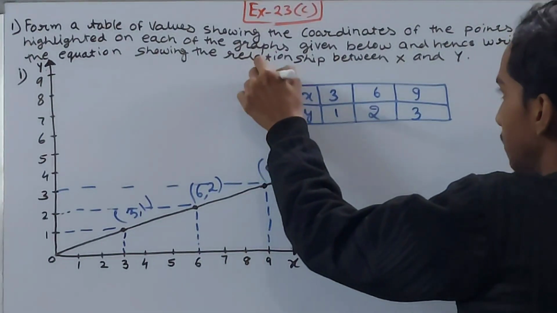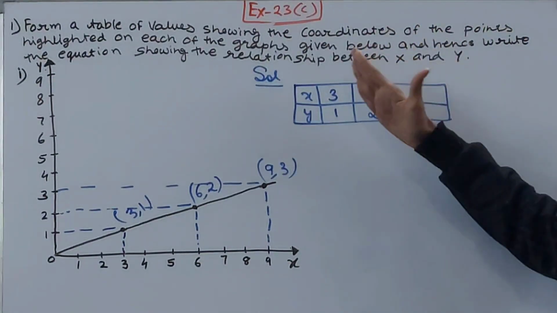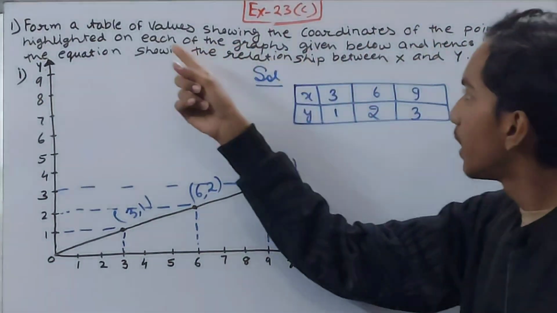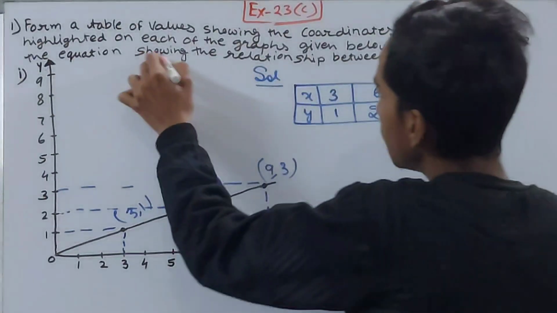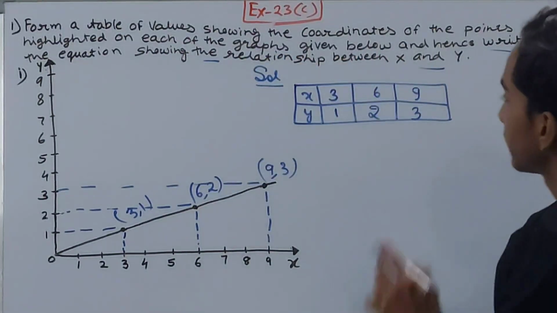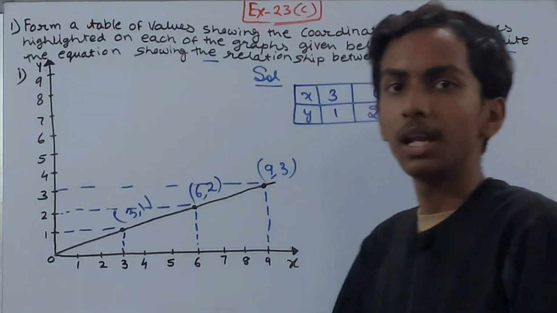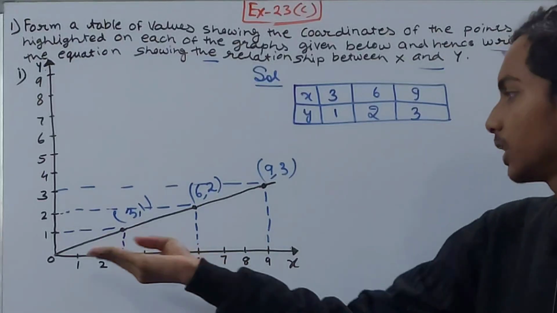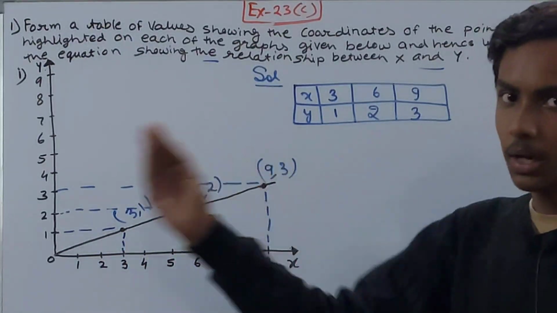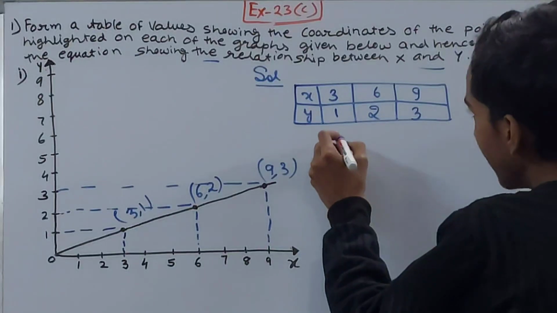That's your table of values. This is for the solution part. What all have they asked us? Form the table of values, which we have done, and hence write the equation showing the relationship between x and y. Now we have to write the equation that has been represented in this graph. It's a linear equation because the graph is a straight line. What will the equation be? See yourself and tell me.